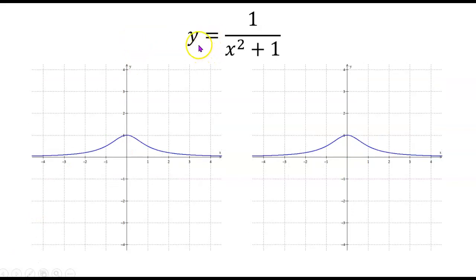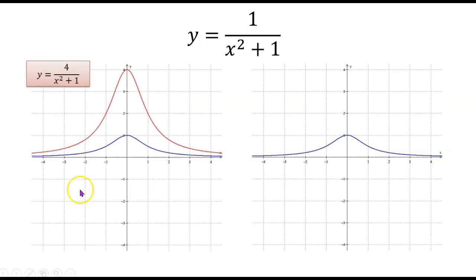Here we see the graph of y equals 1 over x squared plus 1. I'm just giving you this one. This is what that graph looks like. But what would it look like if we took this function, 1 over x squared plus 1, and just multiplied it by 4? So we had y equals 4 times 1, or just 4 over x squared plus 1. The graph would be stretched vertically by a factor of 4. All the y coordinates are 4 times what they used to be, so all the points are 4 times as far up above the x-axis, like this.